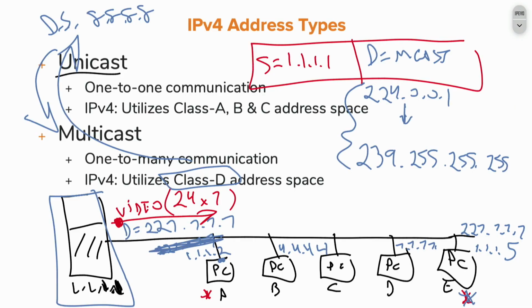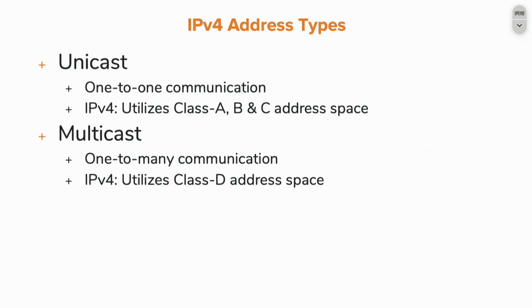So even though those packets might still be going onto his wire, he's no longer going to pick them up and watch them. So that's how multicast works, and the destination is always in this special reserved range here of class D.